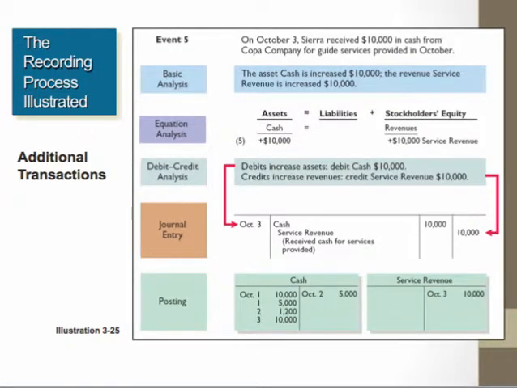Event number 5, on October 3rd, Sierra receives $10,000 in cash from Copa Company for guide services provided in October. So remember what we said is that they earned the $10,000. Cash went up by $10,000, so we debit cash, but the service revenue increased by $10,000, so we do a credit because revenues increase with credits. Take a look at that cash account now. That cash account has 4 debit entries and 1 credit entry.